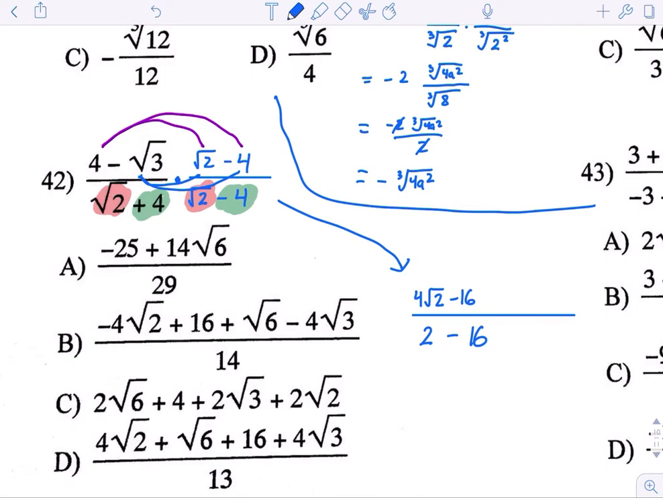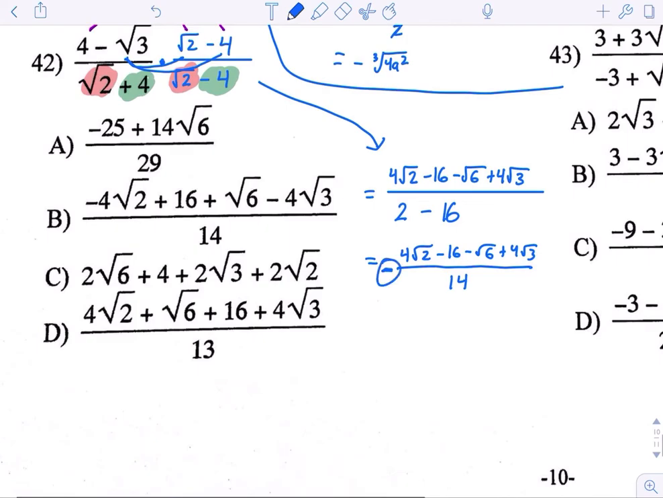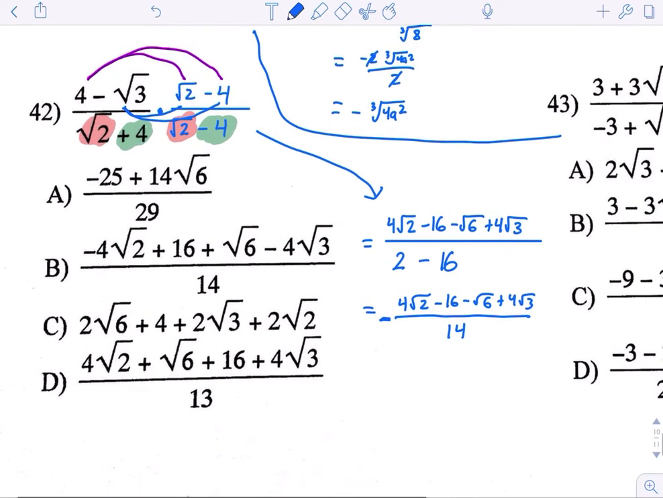Negative square root of 3 times square root of 2 is negative square root of 6, and negative square root of 3 times -4 is positive 4 square root 3. So that's going to equal 4 square root of 2 minus 16 minus square root of 6 plus 4 root of 3 all over, just put the negative out there, 14. And then basically you would just distribute this negative, you guys, to all of them. That looks like what they did, but the answer seems to be B.